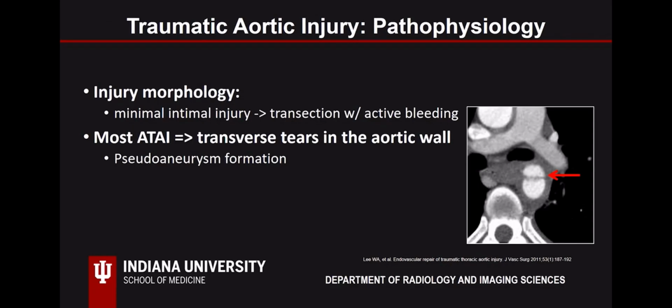Traumatic aortic injury morphology spans a wide spectrum, ranging from minimal intimal injury all the way to transection with active bleeding. However, most aortic injuries are secondary to a transverse tear in the aortic wall, resulting in a pseudoaneurysm formation. In the image on the right, you can see contrast collecting outside of the aortic lumen and what appears to be a dissection flap, but this is not a dissection. This is contrast opacifying a flap of the aortic wall in the axial plane.